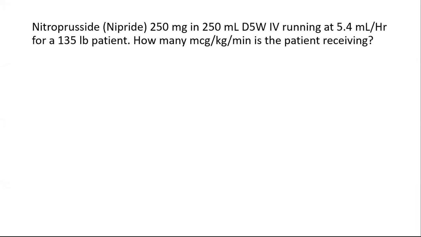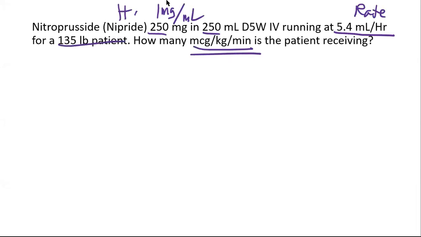And now we're going to do nitroprusside, or Nipride. And we know we've got 250 over 250, so that's 1 milligram per ml. This is what you have. Okay, and we're running it at 5.4 mils per hour. That's the rate. That's what we're actually giving the patient right now. This is what the patient weighs. We do have to care because this is what we want. We need to focus on getting that kind of an answer.